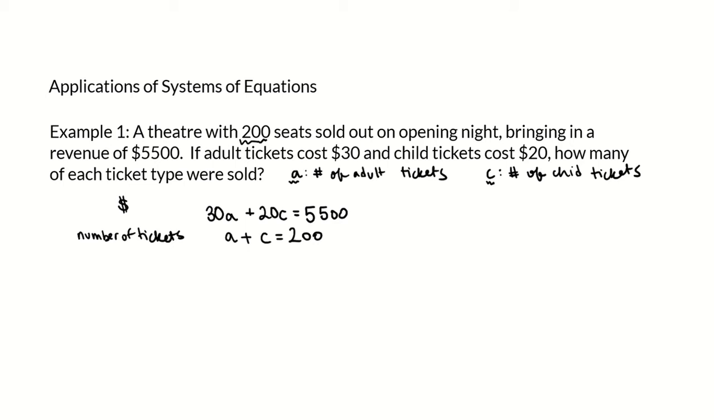Now we have a system of two equations to solve. We could use either substitution and solve for one of the variables in the second equation, or we could use elimination. I'll show elimination and we'll line up the C's. So with elimination, that means we need same variable, same number in front with different signs. So we would look for 20C and negative 20C. That means we need to multiply the second equation by negative 20.